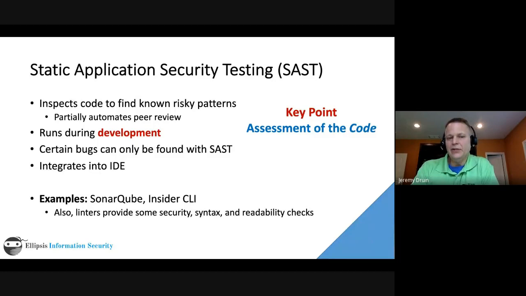Static application security testing is able to find certain bugs during development. It does this by looking at the code. It just reads the code and does an automated peer review.